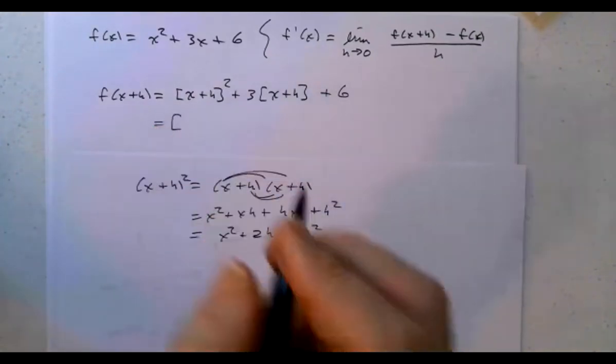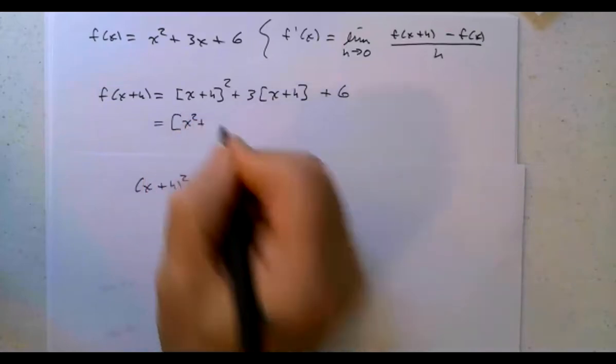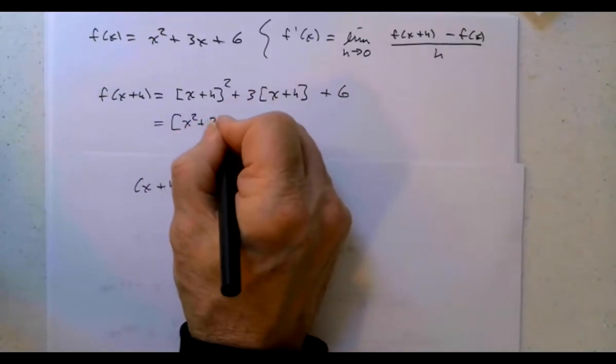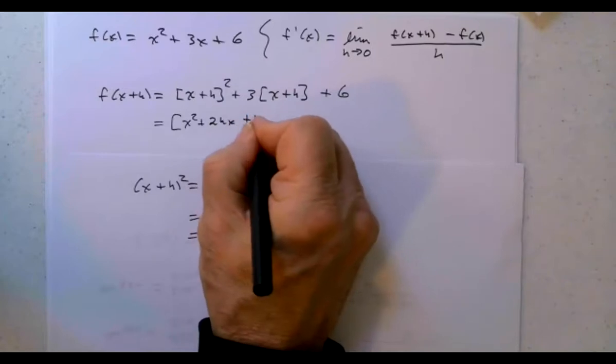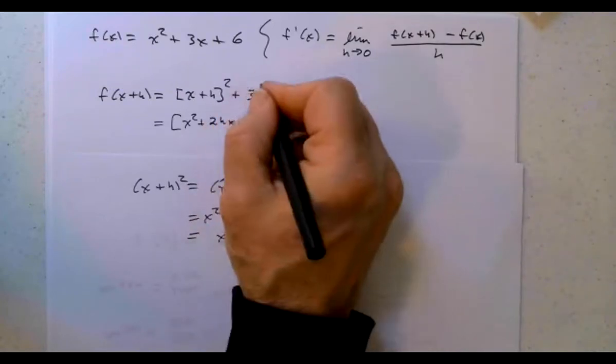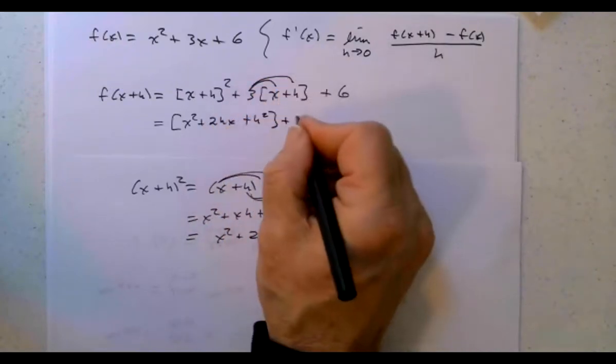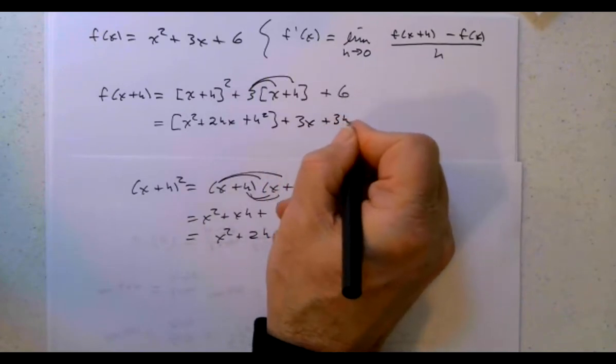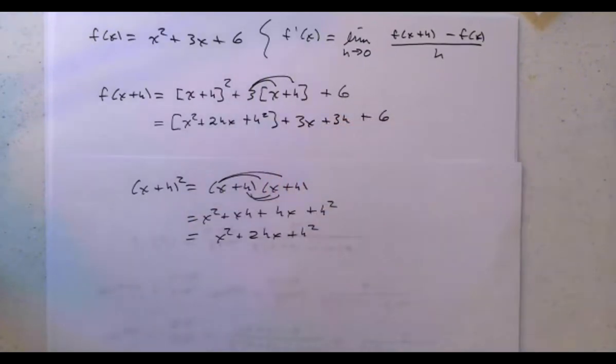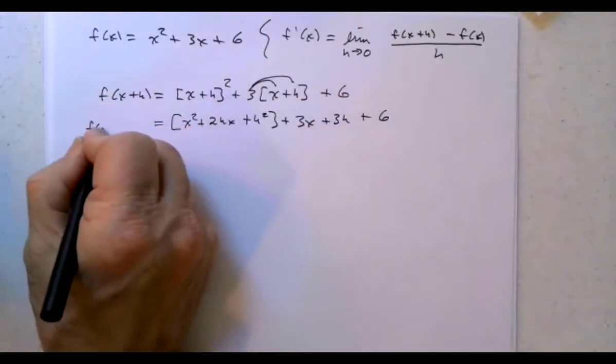So we'll put that in first. X squared plus 2hx plus h squared plus, multiplying, 3x plus 3h plus 6. And there's no like terms here. So let's just write it one more time.